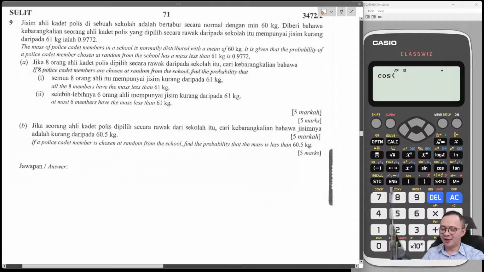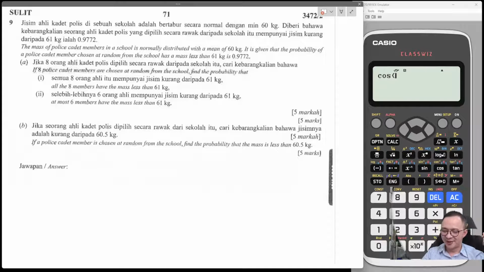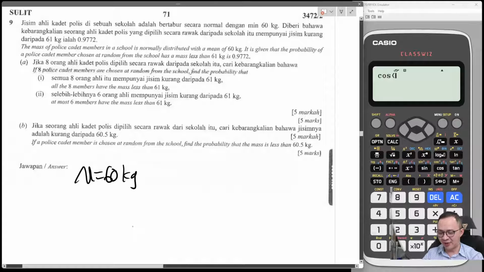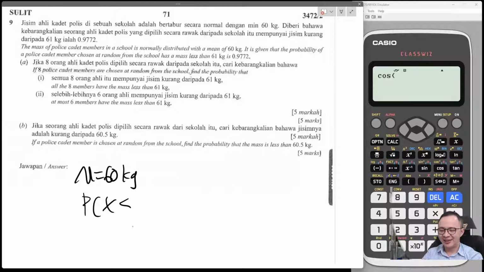Okay. This question, I think they purposely want to trap students a little bit. But yeah, let's have a look. The mass of the police cadet members in the school is normally distributed with a mean of 60 kg. So the mean will be 60 kg. It's given that the probability that a police cadet member chosen randomly from the school has a mass less than 61 kg is 0.9772.